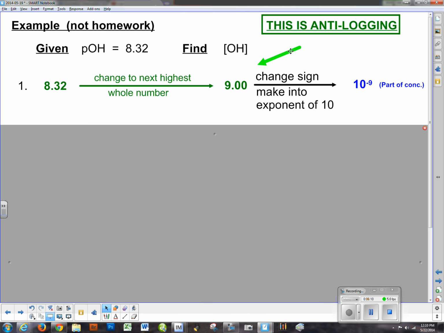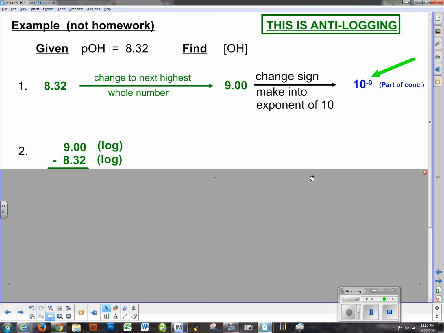All right, and then we're going to change the sign and make it into an exponent of 10. And that is part of the concentration. So this guy right here became an exponent of 10 when we moved it to the next highest number. Now, the actual pOH is going to be less than 10 to the minus 9, which is what we have here.